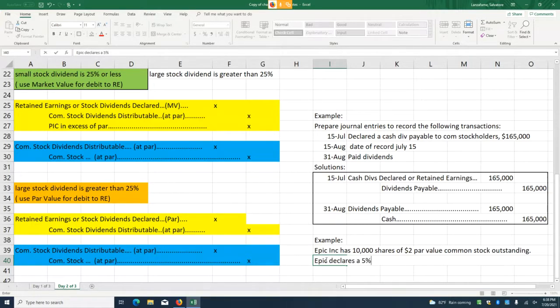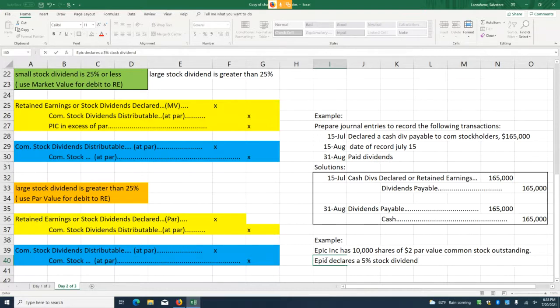Epic declares a 5% stock dividend. So immediately, large or small? Is this a large stock dividend or a small? It's small, right? The key is it's got to be 25% or less. Remember I said when you see questions, they're going to make it obvious. It's either going to be 5%, 10%, or 30, 40, or 50. You'll be able to tell small versus large.